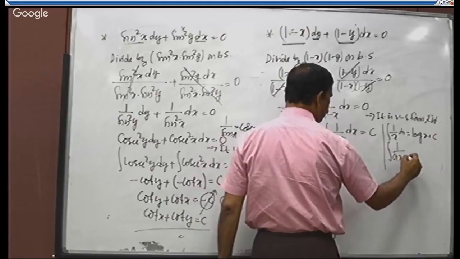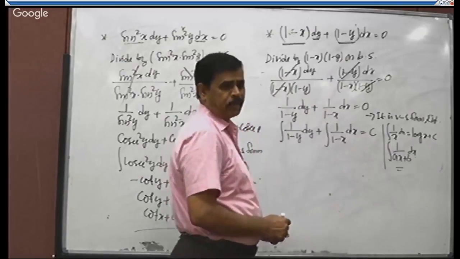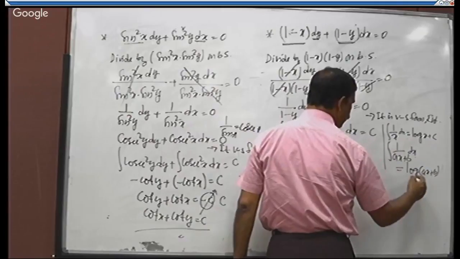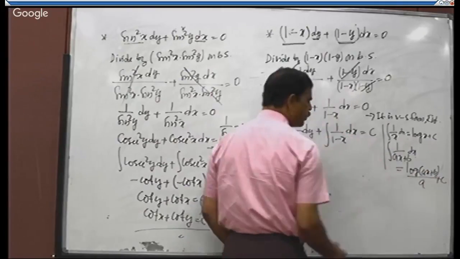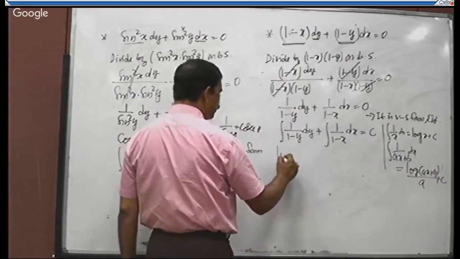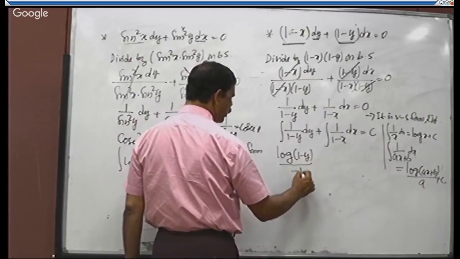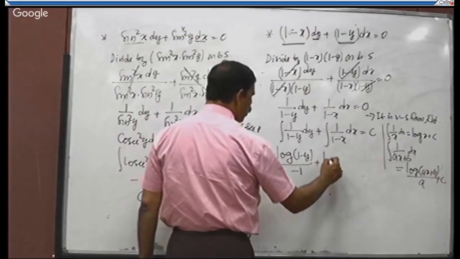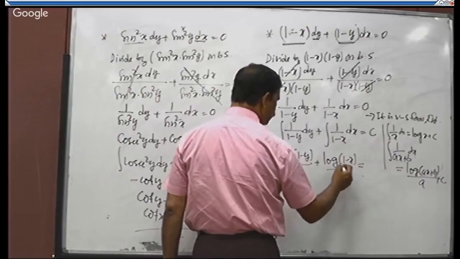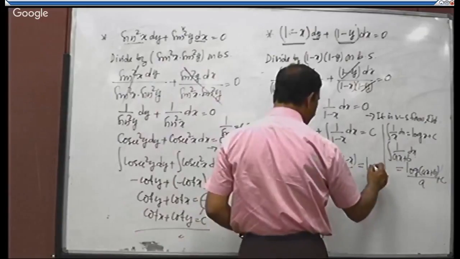Direct substitution method. 1 by ax plus b dx is what? 1 by ax plus b form, right? It is log of ax plus b divided by x coefficient. X coefficient is a, right? So use the same formula here. It becomes log of 1 minus y divided by, what is y coefficient? Minus 1. Plus log of 1 minus x divided by minus 1 is equal to, see both are in logs, correct? The right hand side is taken in terms of log c.